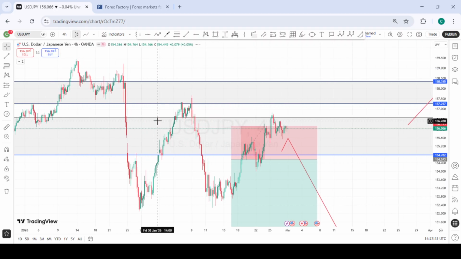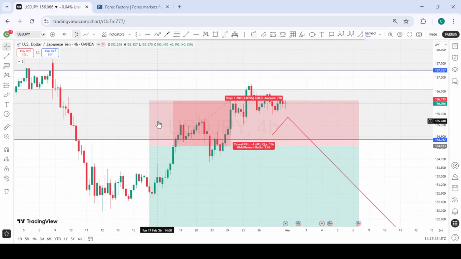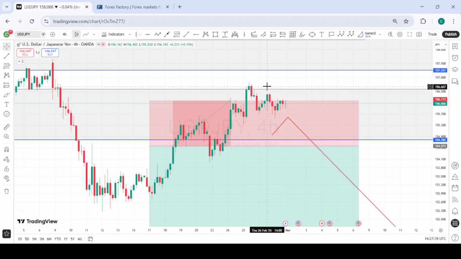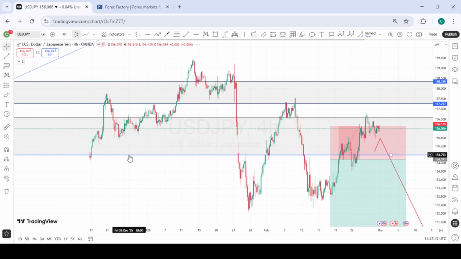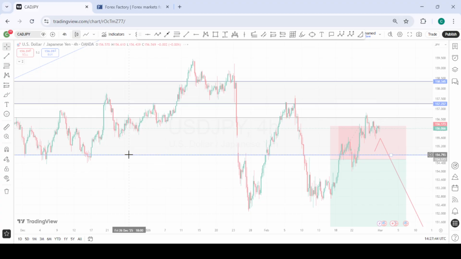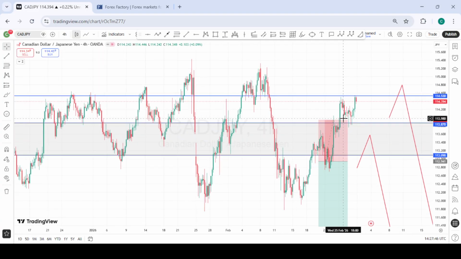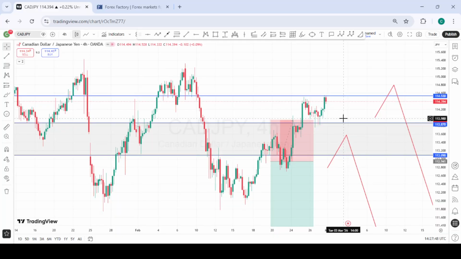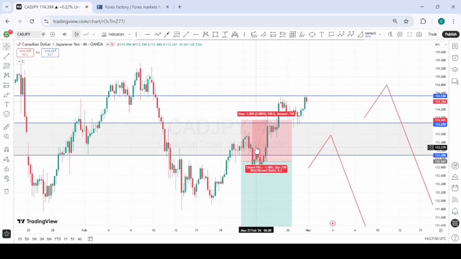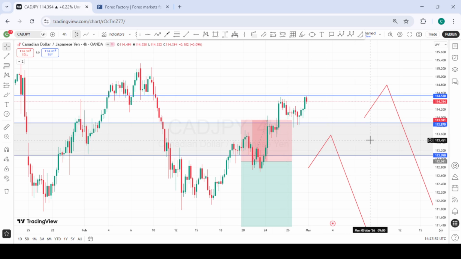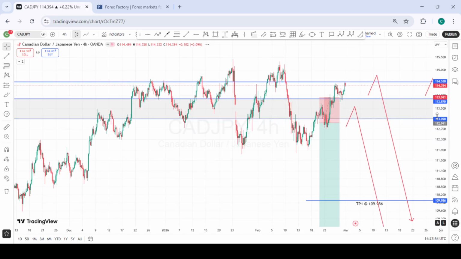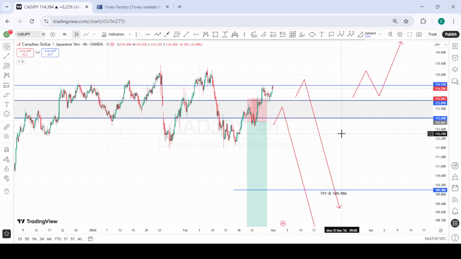This is USDJPY. So price made its way to the area of interest, gave us confirmations around this zone. We took the trade and unfortunately were taken out. So this was also a loss on USDJPY. And same applies to CADJPY also. We also got the confirmations in the first area of interest and price took us out. So going forward, price might react from the second zone and sell, or it can continue bullish from here.